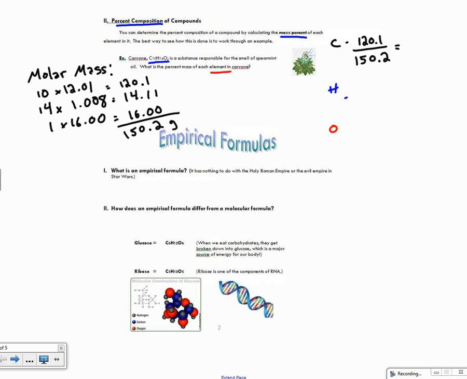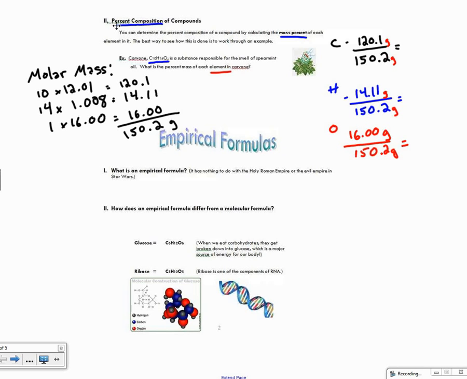Hydrogen, we're going to do the same thing. We know hydrogen accounts for 14.11 grams. Divide that by the whole. And then for oxygen, same thing, 16.00 grams divided by the mass of the whole. I forgot, the unit should be grams in all of these, so let's sneak those back in. So take out your calculators, and if you have not done so, make sure you have your periodic tables handy because you will use those a lot in this one.